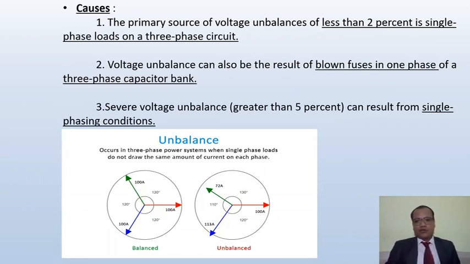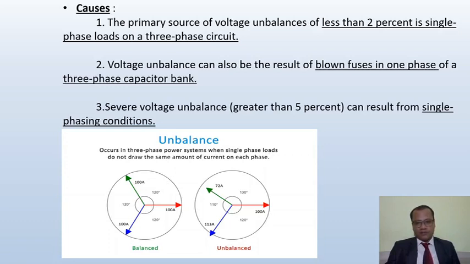The very first reason for voltage imbalance of less than 2% is single phase load on the three-phase circuit. That means it is an unbalanced distribution of the load on a three-phase circuit. Another reason is blown fuses in one phase of a three-phase capacitor bank. That means one capacitor bank is not working and the other two are working, so obviously this might be a cause of unbalance. And the most important reason for unbalance is the single phasing condition, because normally these single phasing conditions are a temporary arrangement for the power supply.